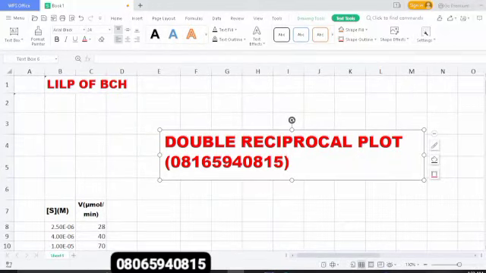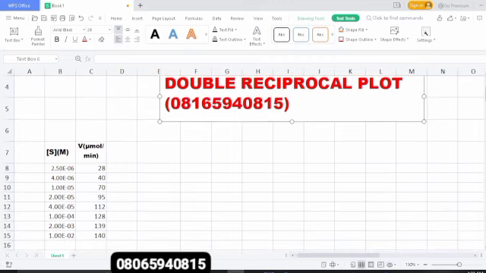Good day, this is the Lopi of BCH, and in this video tutorial I'm going to take you through the basics of drawing the double reciprocal plot, which is also called the Lineweaver-Burk plot. So this is the data, and you have it on the question too.